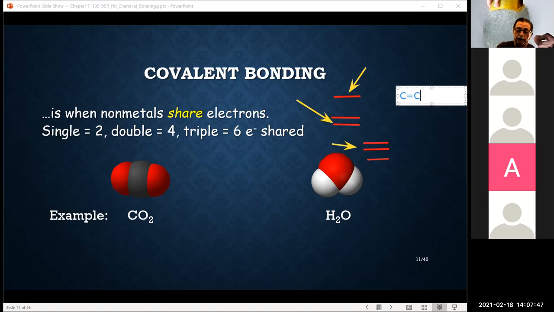If I were to do a single bond with carbon, then it would be capital C, hyphen, capital C. That is a single bond. Okay, double. And I'm going to see if I can draw.